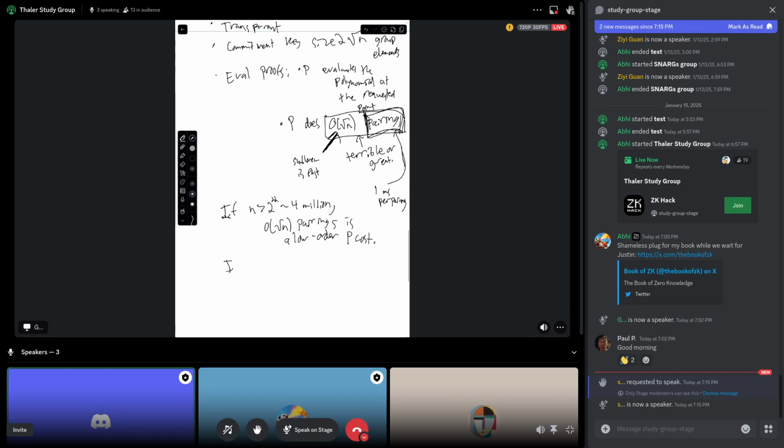If n is really small, say less than 1 million or so, basically the fact that each pairing is pretty expensive kind of outweighs that there's a sublinear number of them. And so order square root n pairings may be a prover bottleneck.